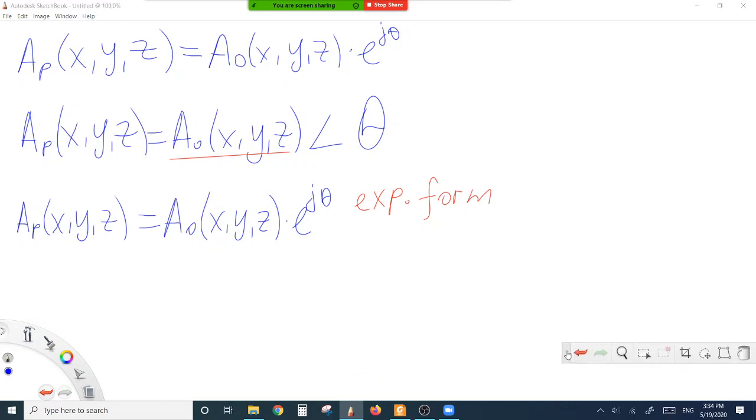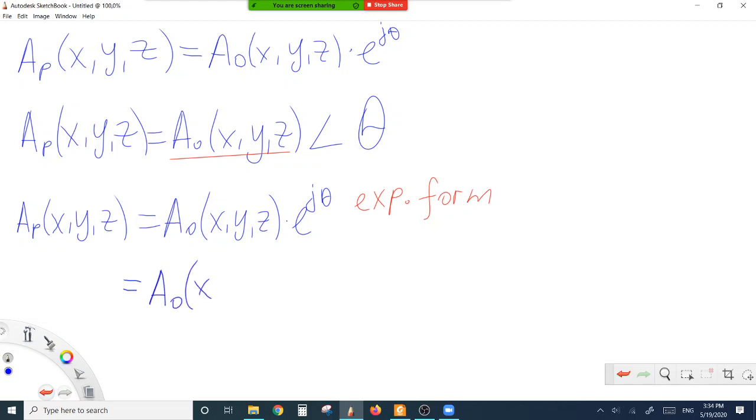And again, the same function can be written as we have seen here, A0(x, y, z), and we are showing the phase. This form is called polar form.